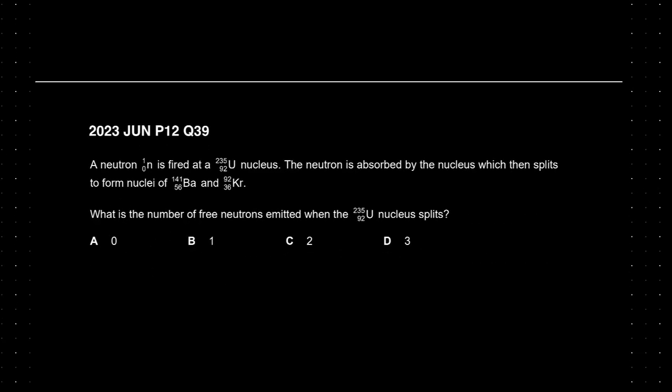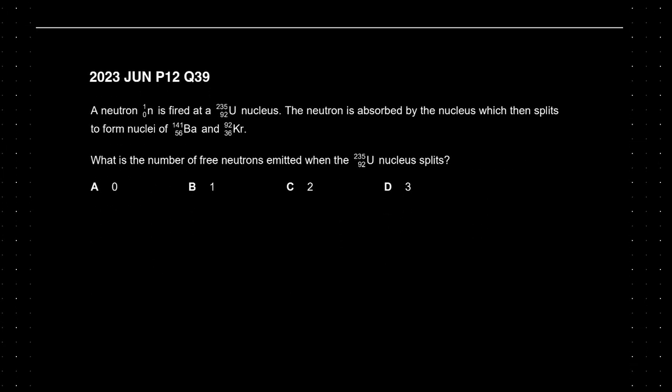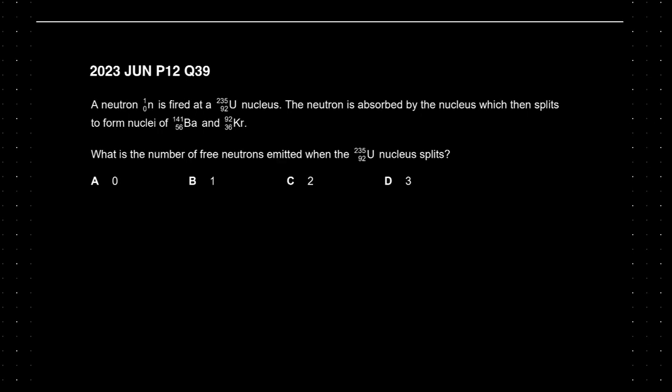39, a neutron is fired at a nucleus. Neutron is absorbed by the nucleus, which then splits into these barium and krypton nuclides. What is the number of free neutrons emitted when this splits? Again, it's pretty easy to see, but if it helps, then write out this equation.